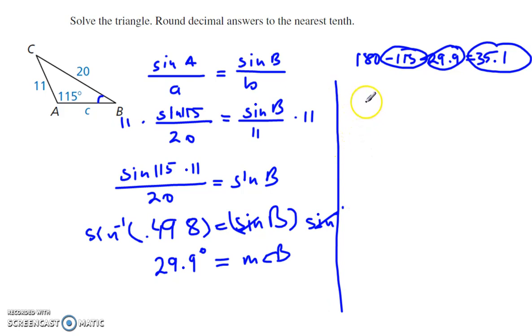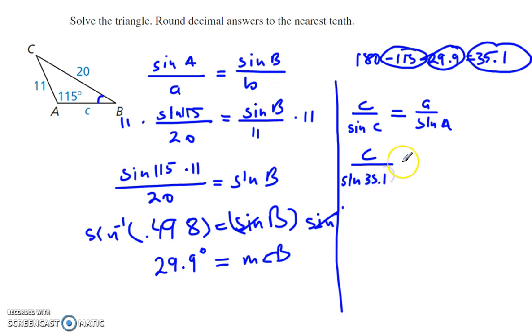So I can set that up, say C, because I'm looking for C, I'll put that on top, over sine C is equal to A over sine A. Alright, plug in. We don't know C, but we know sine C. Sine 35.1 is equal to, and then here we have 20 over sine 115.